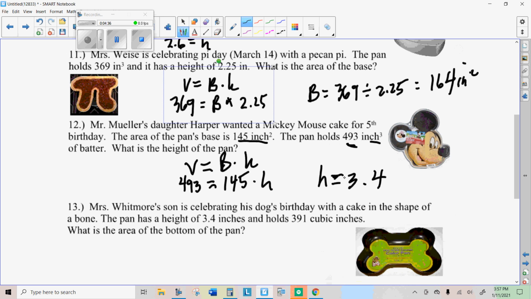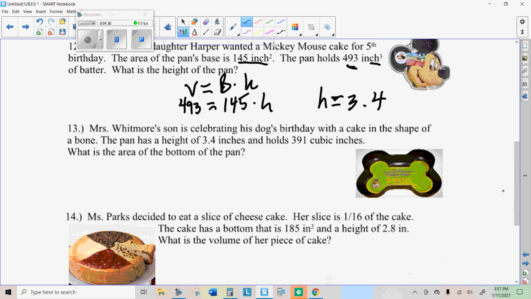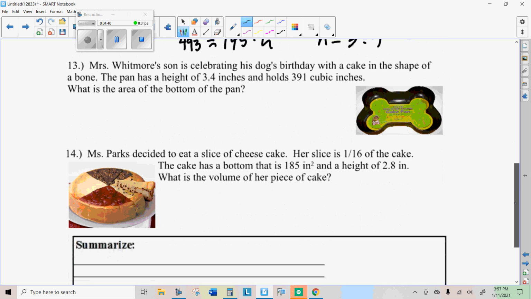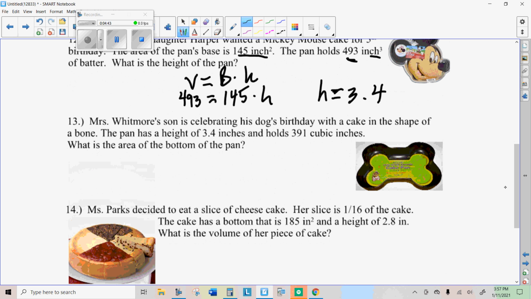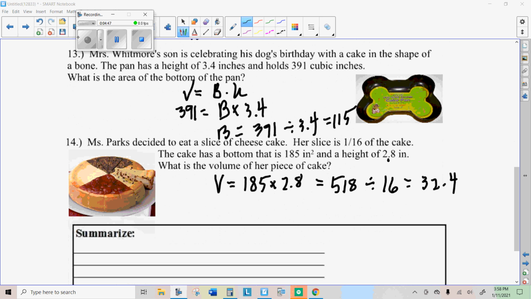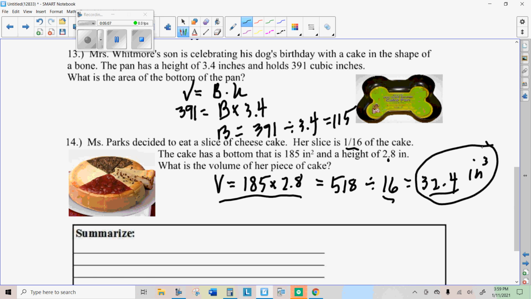All right, why don't you try the last one? See if you can figure out what you're looking for in the last 2. And then you can check back and see my work. So on this last one, I hope you found the whole volume, which is this. And then since her slice is only 1/16 of the total, we need to divide that into 16 parts. And rounding to the nearest tenths, that's 32.4 cubic inches for her slice of cake.